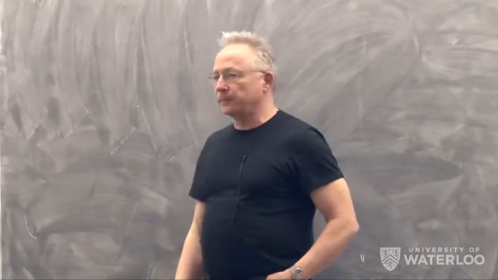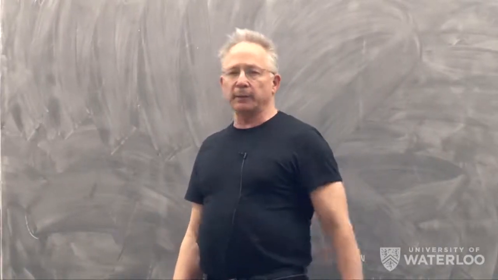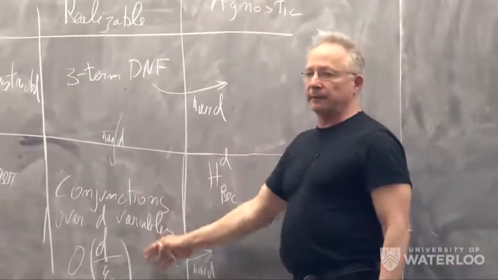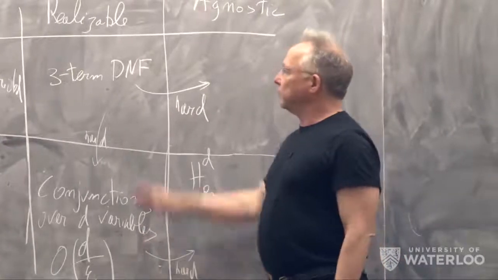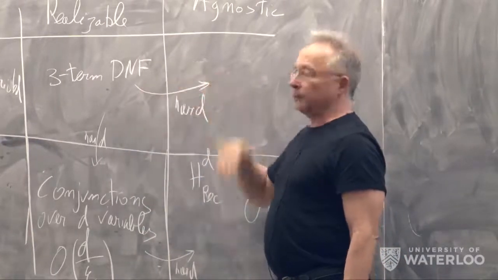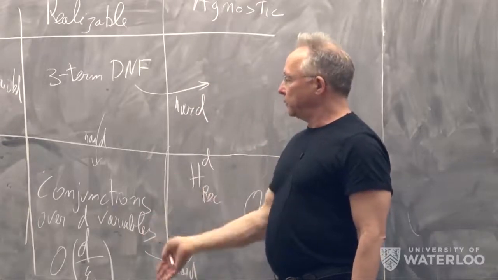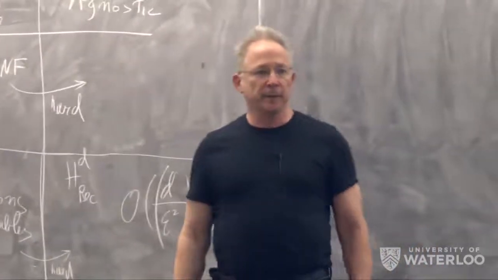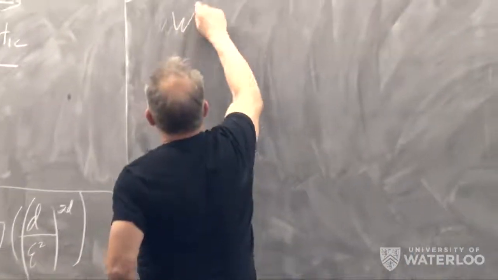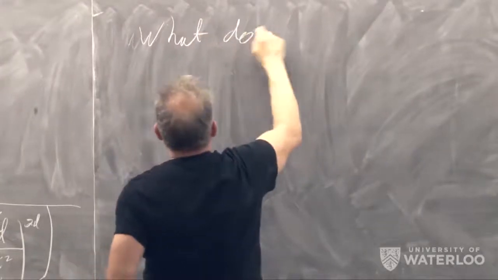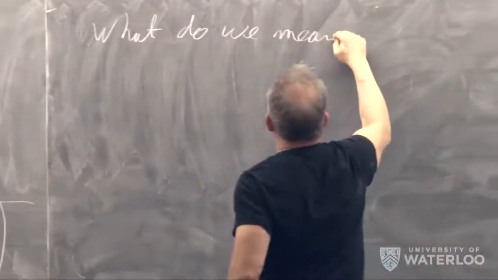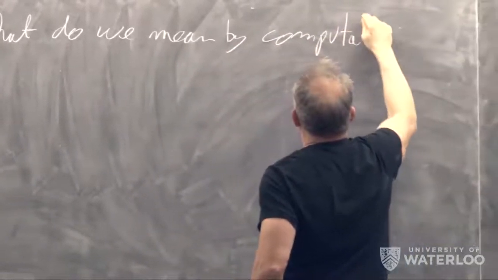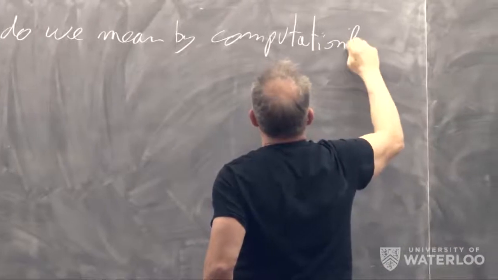The first thing I want to talk about today is some more formal statement of what I mean by things becoming hard. In what sense is it hard to try to learn 3-term DNF in the agnostic case? In what sense is it hard to try to learn conjunctions in the agnostic case, and so on? So what do we mean by computational hardness?